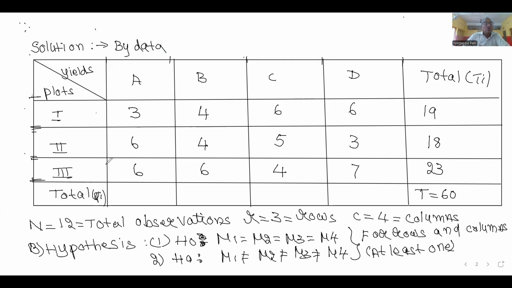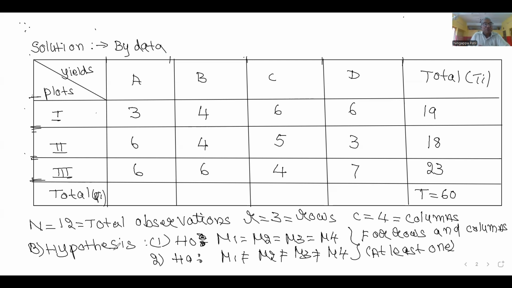Now look here. N equal to: first row, second row, third row, 3 rows. And how many columns? First column, second column, third column, fourth column. 3 into 4, 12. Total observations are 12. Rows are 3, and columns are 4, so C equal to 4.